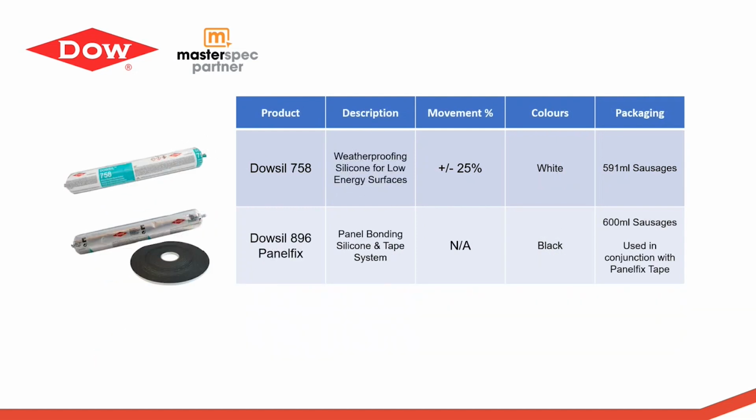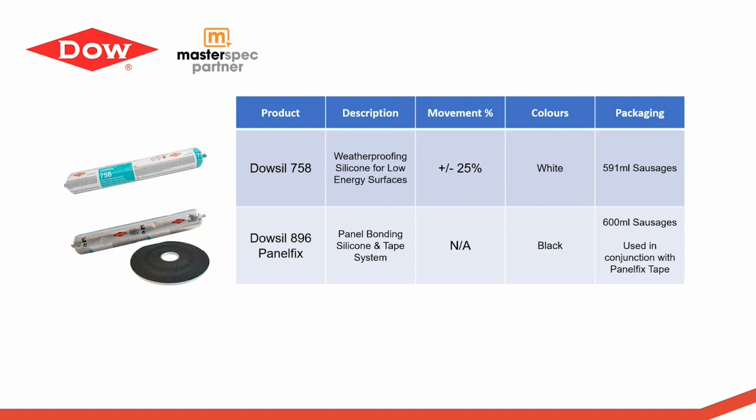Here you've got some more specialized products. So Dowsil 758 is a weatherproofing silicone, specially designed for low energy surfaces. So when you've got certain membranes, for example, that are very hard to stick to, certain plastics, Dowsil 758 will tend to come in as an option when the other sealants might struggle to adhere.